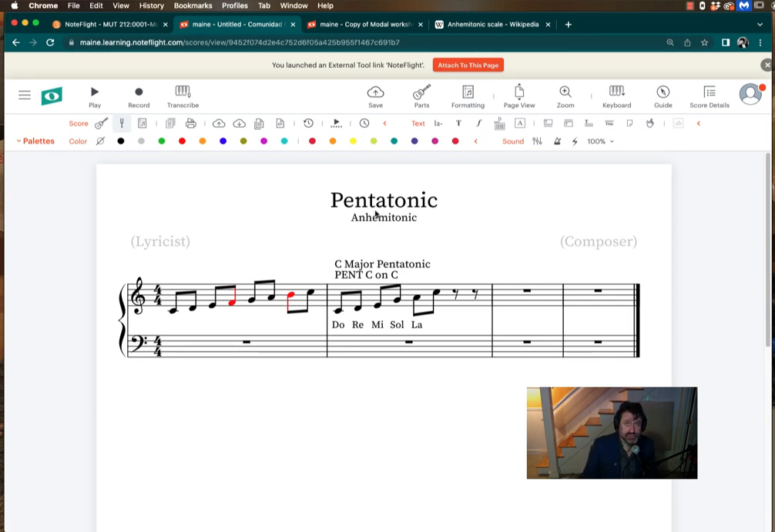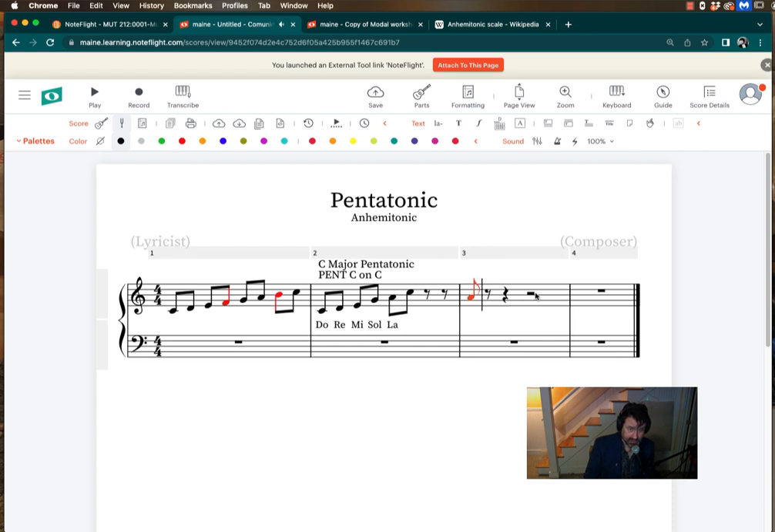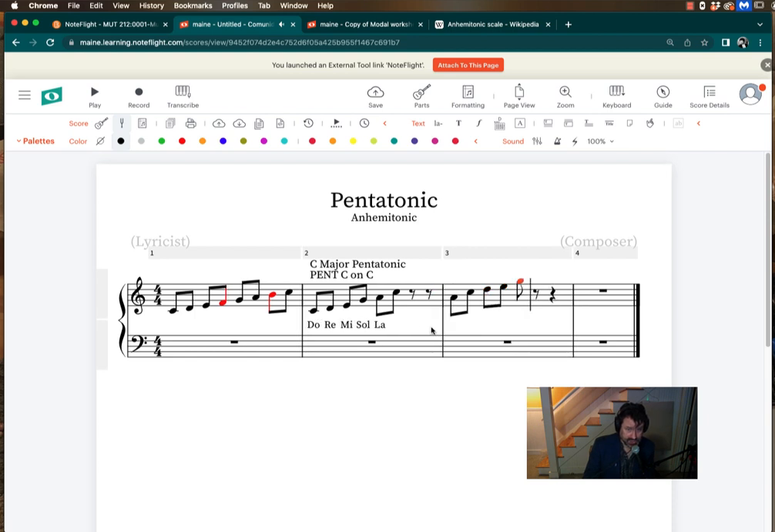And the relationship between major and minor pentatonic is exactly the same as between a major scale and a minor scale. So think about what the relative minor of C is. It's A, right? So if we started this scale on A, same notes, we go then to C, D, E, G, and A.